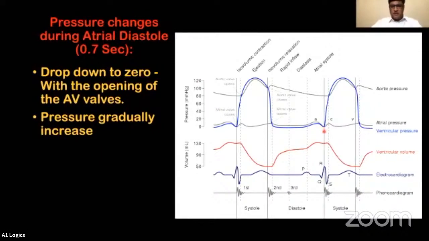So nothing happens. It touches almost the zero, right? And pressure gradually, then after that, it increases because the blood starts to trickle into the atrium. So atrium contraction is over. Now atrium is relaxing. Why atrium has to relax? Because the blood has to come back to the left atrium, right?